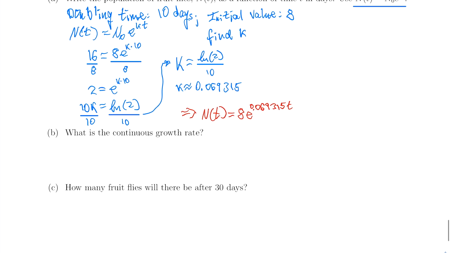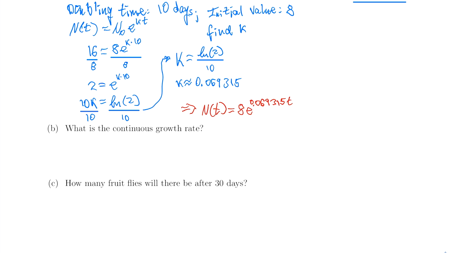Now that we have our function, we can again clearly state our continuous growth rate, which is, just one more time, k is approximately 0.069315. Now there's a tendency to shorten these numbers, especially the k, because it's cumbersome to keep writing down this long number. However, you will see that if you shorten it too much, then the final answers that you want are quite a bit off.